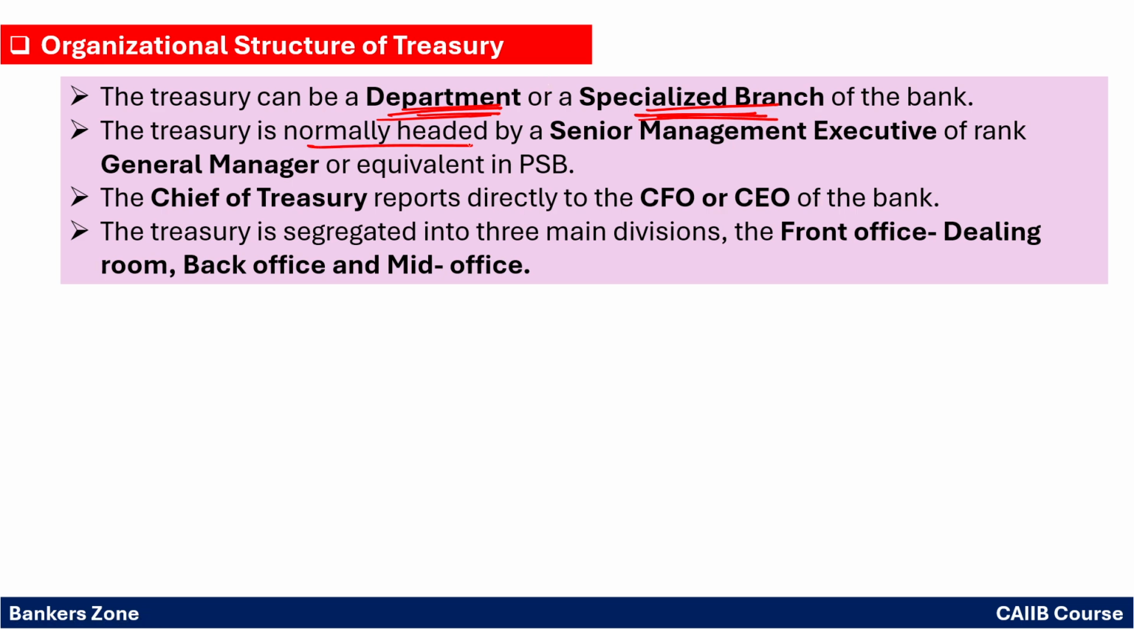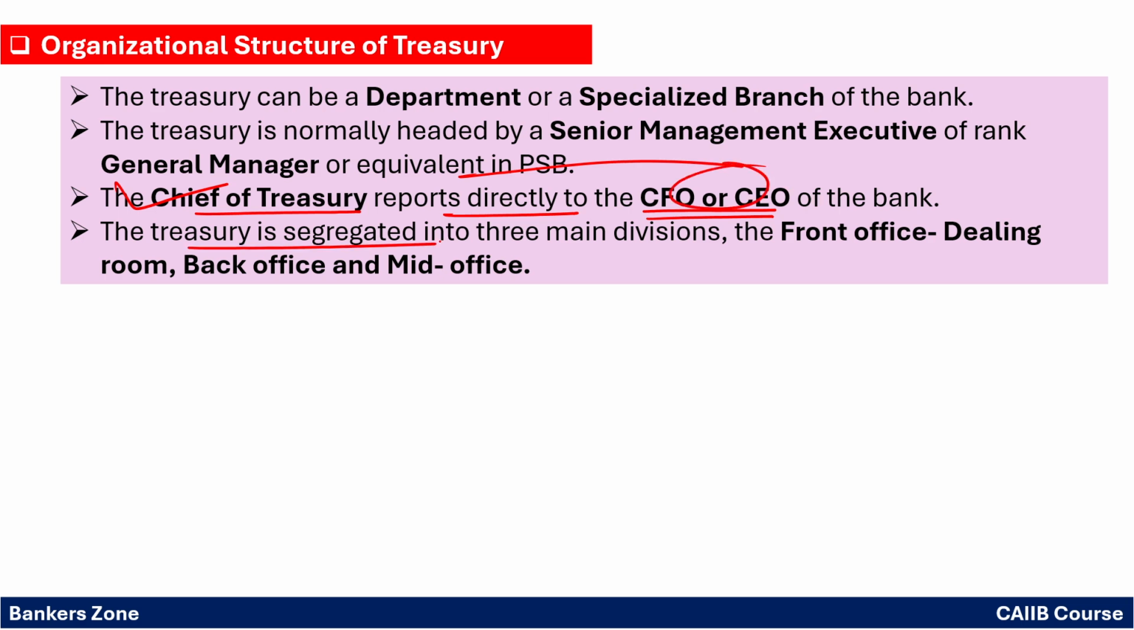Treasury is normally headed by a senior management executive of the bank, at a general manager GM level, equivalent to the PSB. Okay, so the head of the treasury is generally equivalent to a general manager. Nowadays general manager means you can take the rank like a zonal manager. So the chief of treasury reports directly to the CFO or CEO of the bank, right? So the head of treasury will directly report to the CEO of the bank.